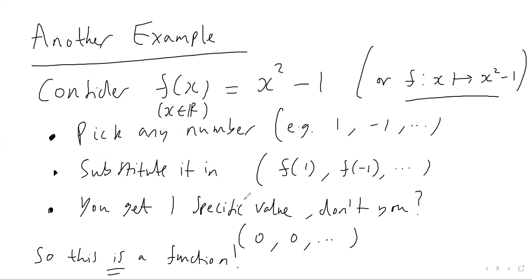Now notice you get one specific value out again, don't you? Plug in 1, 1 squared is 1, take away 1, 0. Minus 1 squared is 1, take away 1, 0. You get one specific number out. So again, this is a function, because we get one number out when we plug a number in.